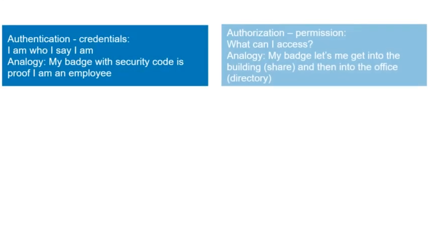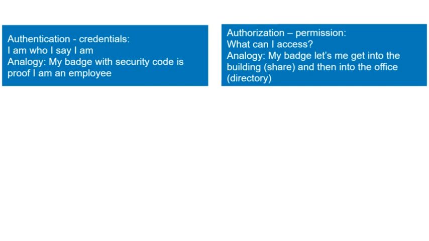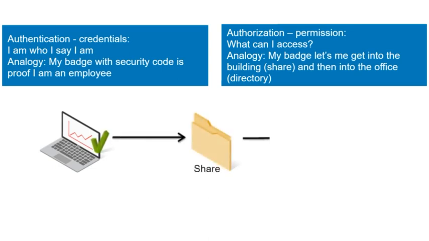Let's begin with a look at authentication and authorization. Whereas authentication is verifying a user's identity, permissions grant users or groups authorization to files and directories. Authentication is logging into a computer using credentials. Once logged in, authorization is what gives the user different levels of access.